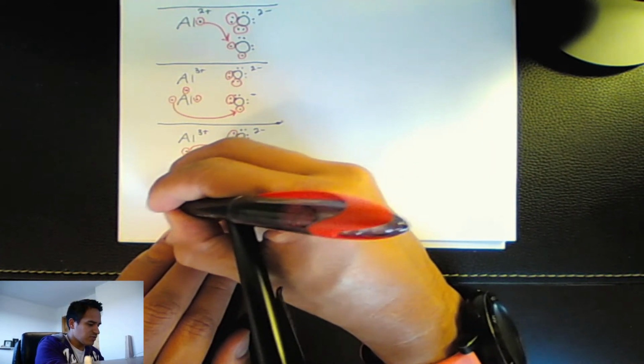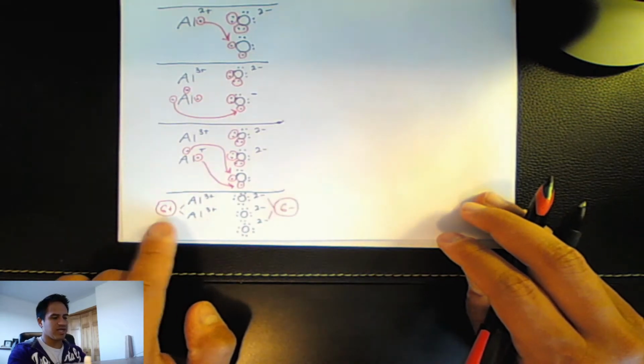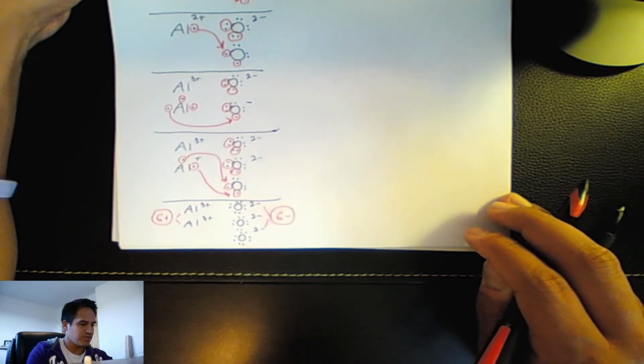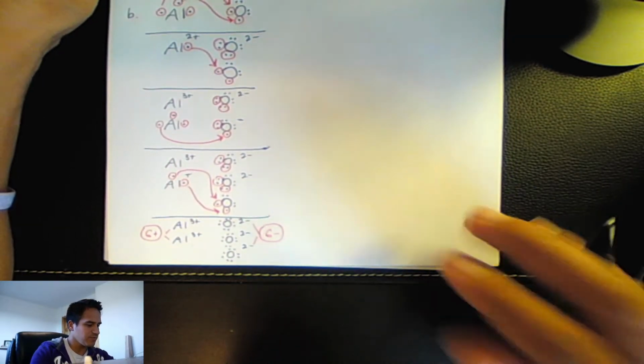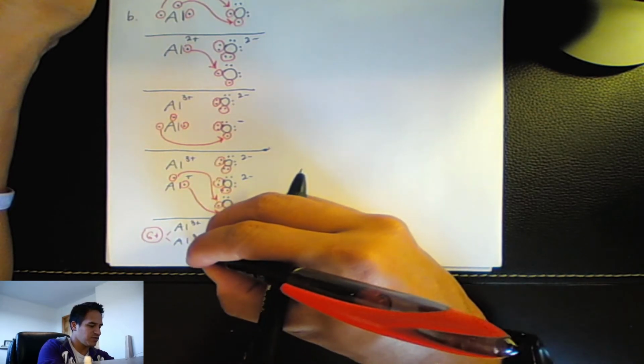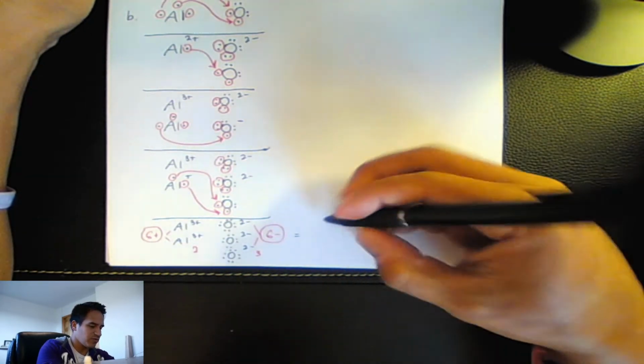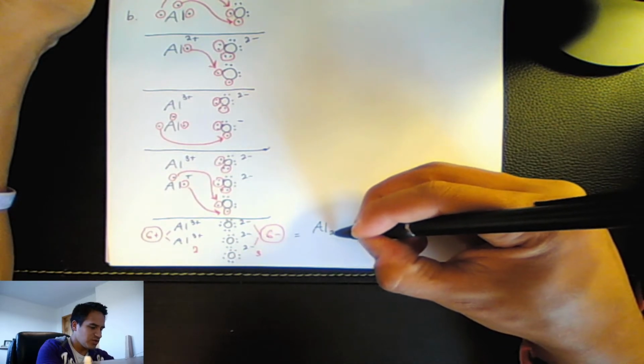total of 6+. And so the total positive charge and negative charge equal each other, which is good. And so at this point we can write a chemical formula, and all we're going to do is write a formula that tells us how many of each one we have. So we have 2 aluminums and 3 oxygens. So a chemical formula would be Al2O3.